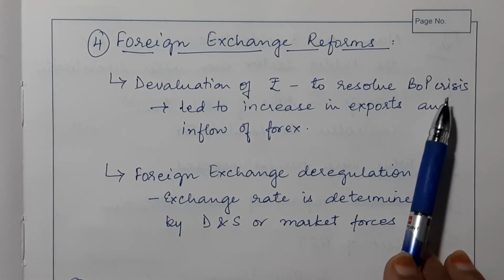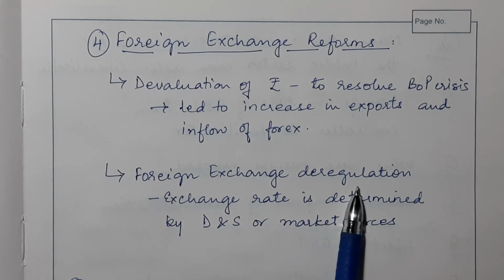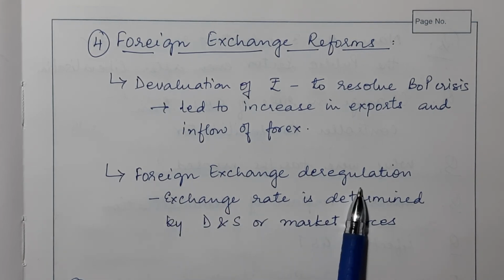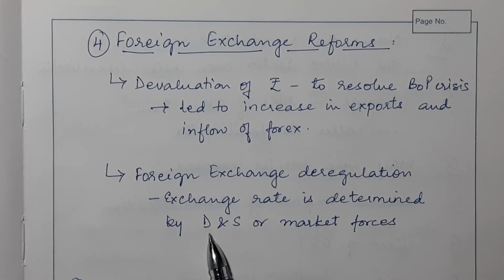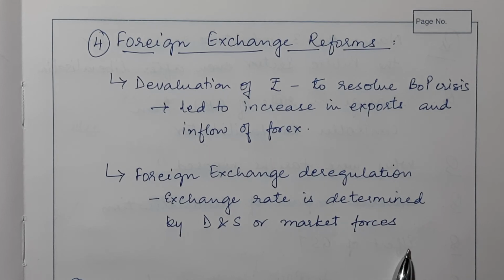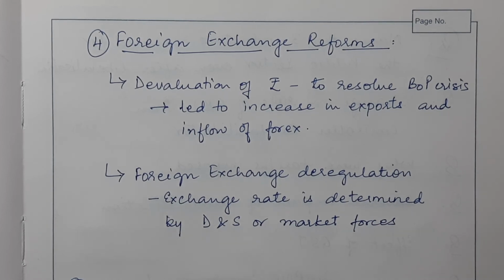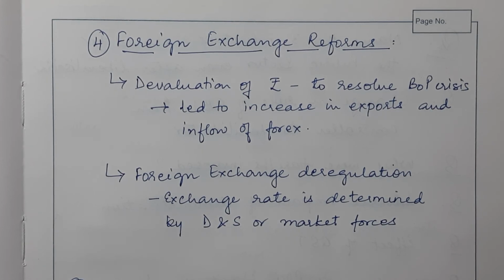Okay. Then foreign exchange deregulation. It is freeing the determination of the foreign exchange rate from government control. Then the foreign exchange rate was determined by demand and supply or market forces. That's the reason we often hear every day, today the dollar rate is this much, tomorrow the dollar rate would be that much. So how is this determined? This is determined only by the demand and the supply of foreign exchange in the market.